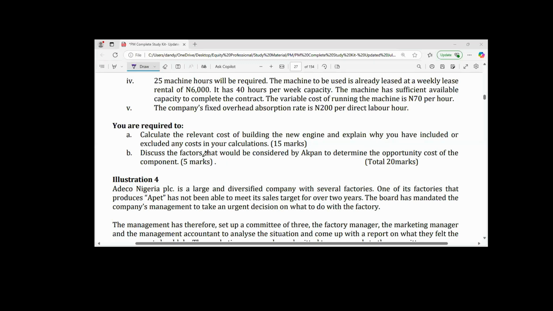That is the question from requirement number A. You are to calculate relevant cost. This question is very explicit about what you need to do. The examiner wants you to calculate the relevant cost of building the new engine and explain and state your assumptions. The examiner says you should explain where you have included or excluded any cost in your calculation. That is, simply state your assumption, 15 marks. All right, so that is for that.